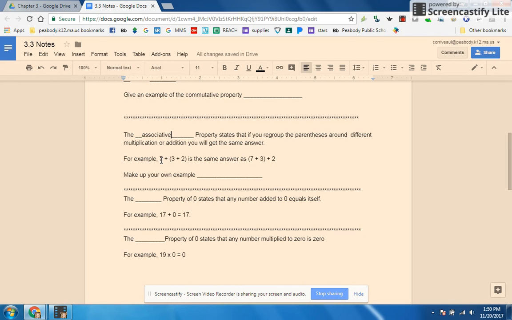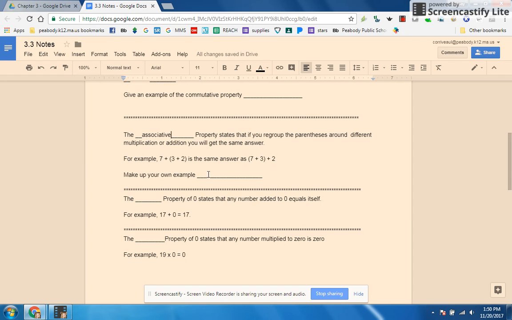If you look at this one, you have 7 plus 3 plus 2, and then again 7 plus 3 plus 2. The order did not change. The grouping of the parentheses did. First they have the 3 and the 2 inside the parentheses. Then they have the 7 and the 3 inside the parentheses. You're still going to get the same answer. So the order does not change at all. The parentheses is what changes.